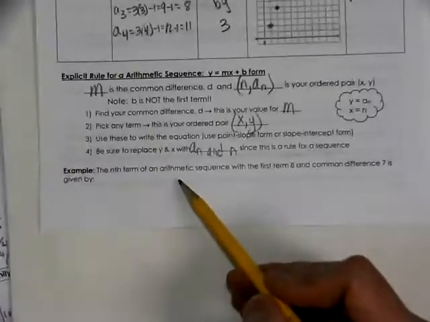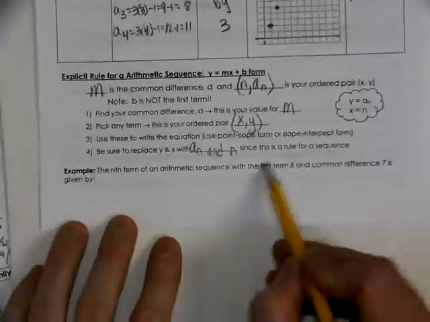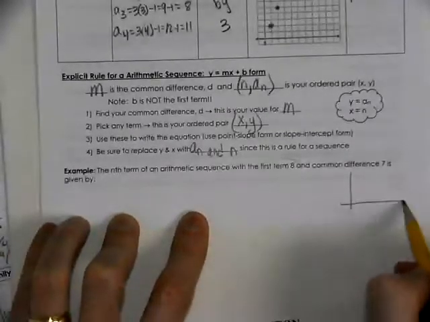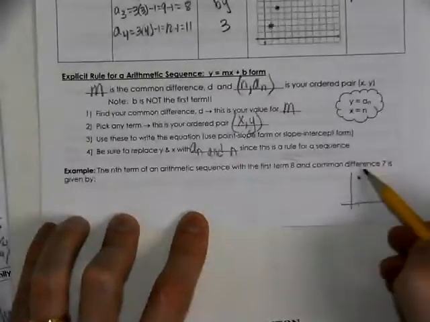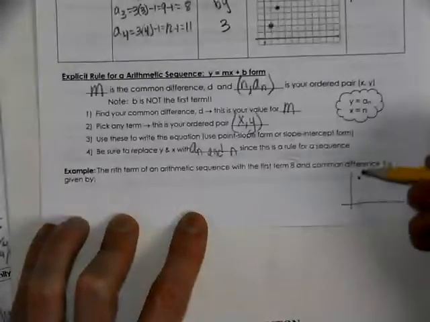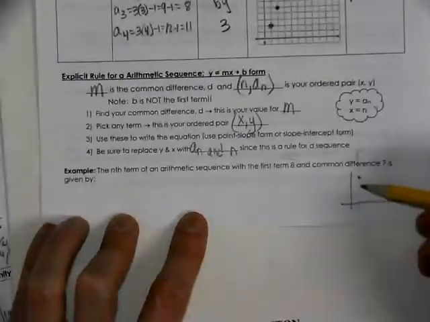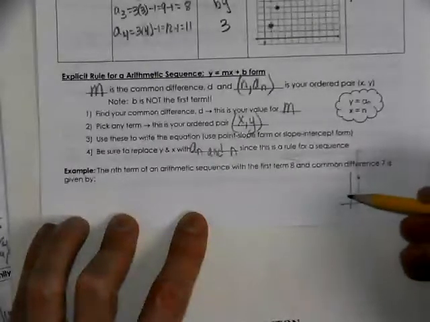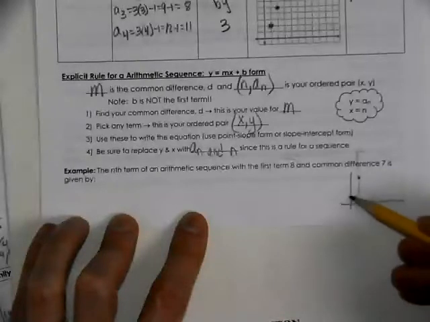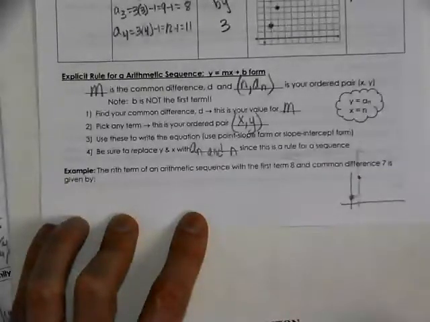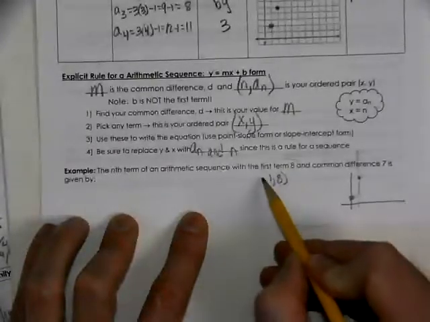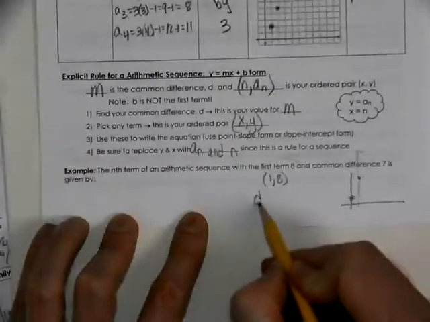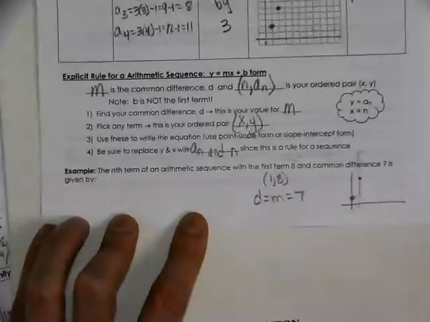So the nth term of an arithmetic sequence, with the first term being 8, think about this on a graph. The first term, position number 1, the term is 8. But if the common difference is 7, that means it goes up 7 and over 1. That means it came from down 7 backwards 1. We need to figure out where it's crossing down here. Our first term, that would be 1, is 8. Our common difference, which is considered our slope, is 7.